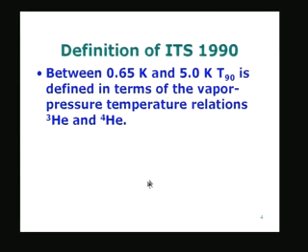Of course, we will not go into the history of these things. What the ITS 1990 does is to provide the secondary fixed points which are given accurate and acceptable values of temperature as given in the previous two slides, and then it also specifies how to use these fixed points and what kind of instruments you must use to determine the temperature.